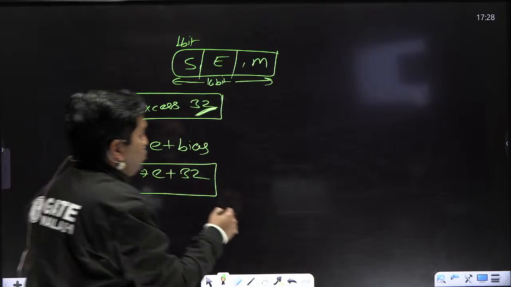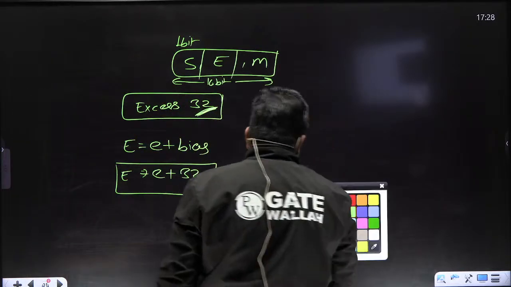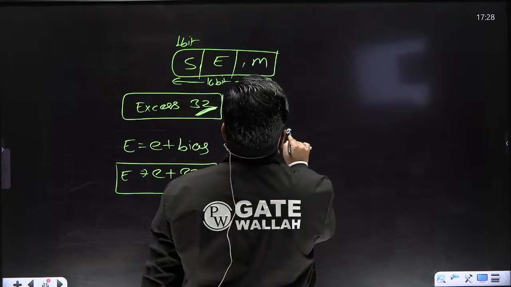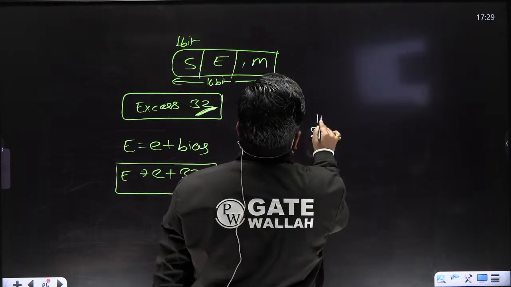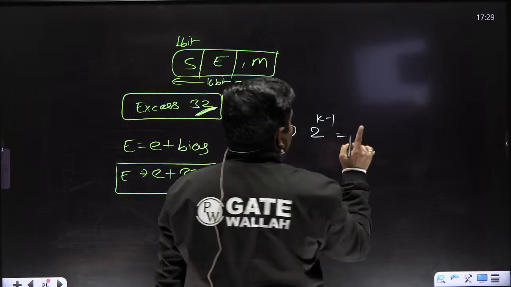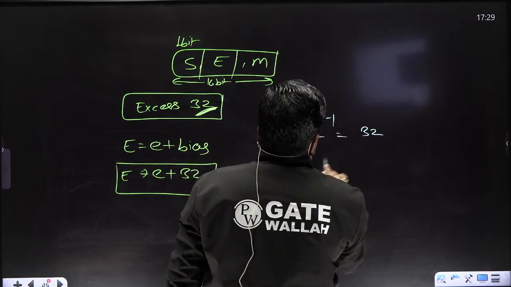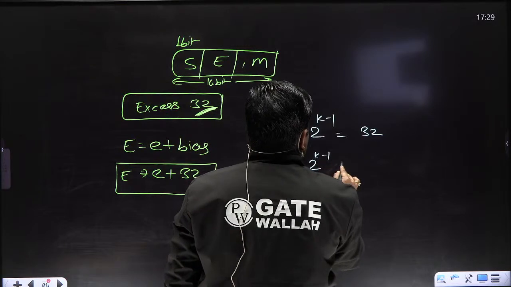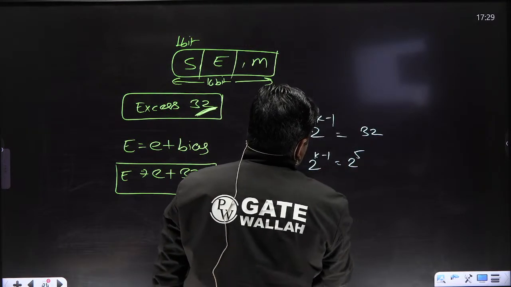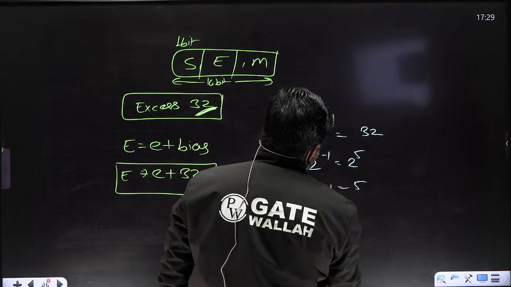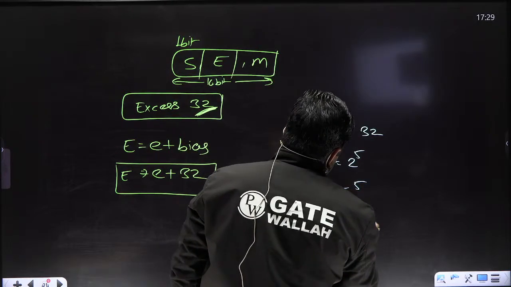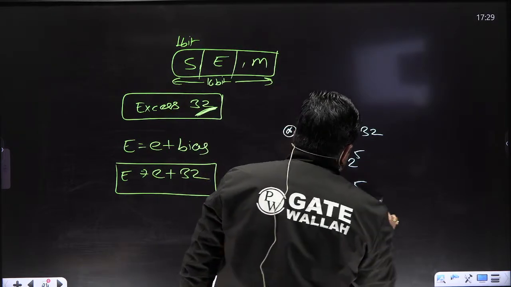Either you can calculate in this form, or you can calculate using 2 to the power k minus 1. Without IEEE, I am telling first: 32 equals 2 to the power k minus 1 equals 2 to the power 5. So k minus 1 equals 5, and k equals 6 bit.